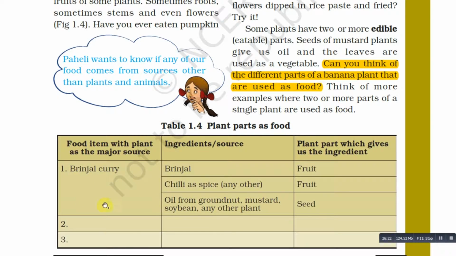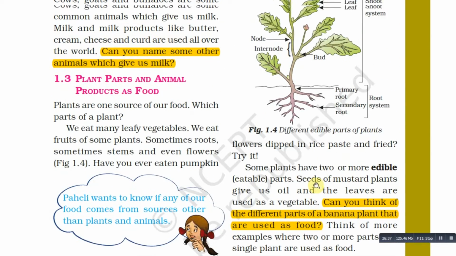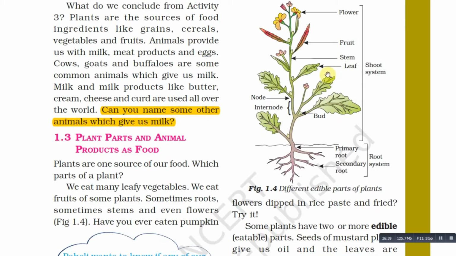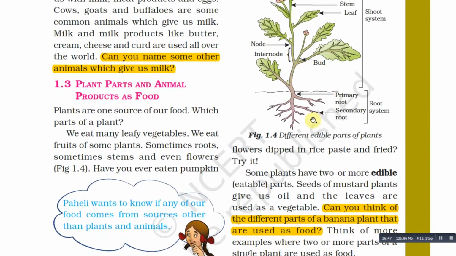Suppose you have taken brinjal curry. So what are the ingredients? Brinjal, chili, oil from groundnut, mustard, soybean, any other plant. So brinjal is taken as a fruit. Okay, plant, that is a fruit, flower, leaf. So many stems, so many things are there. So you have to identify which part is there from the plant.